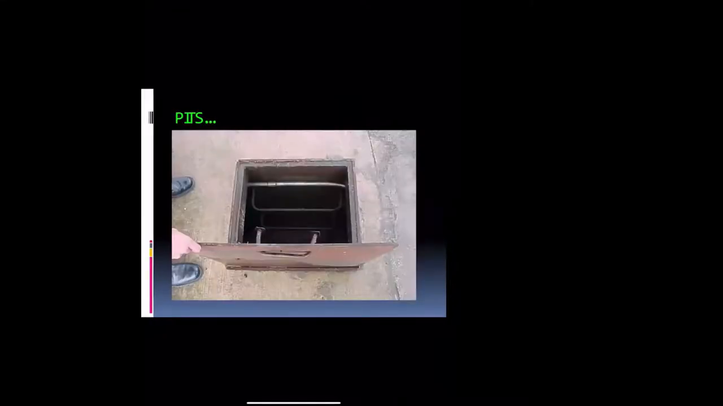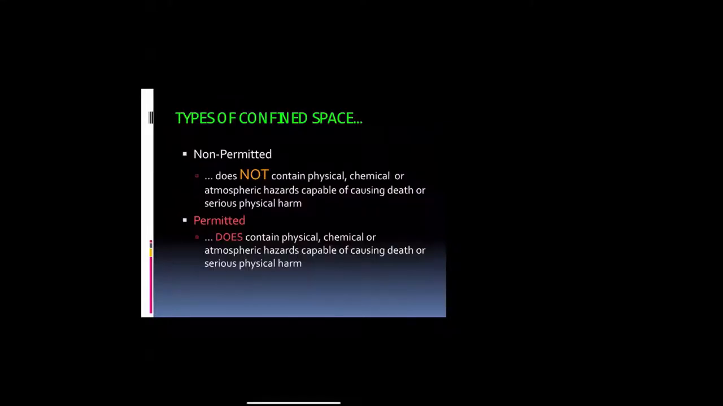And then pits, right? So look at this, it says types of confined space. Realistically, you only have two. A non-permitted space, if you read it, says does not contain a physical, chemical, or atmospheric hazard capable of causing death or serious physical harm. And on the other hand, a permitted does, right? A non-permitted space is very common, and you see them everywhere. Obviously, a permitted basically tells you it has one of these many hazards.